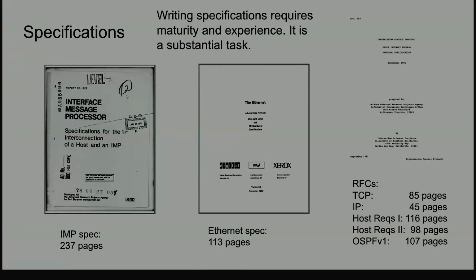So that ARPANET that I was talking about earlier, the equivalent of routers, they weren't exactly routers in the modern sense, but the devices that connected to computers were a thing called IMPs, interface message processors, built in 1969 by a company called BBN. This is 1978. This is almost a decade later. This is the operations manual and specification for an IMP, and it's 237 pages, okay?